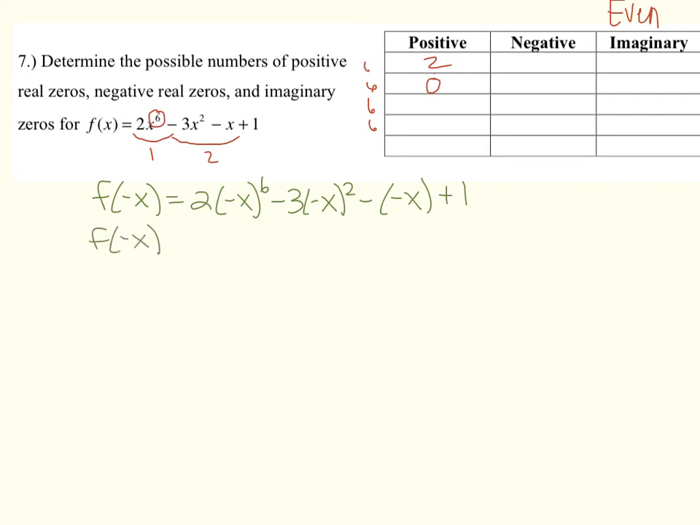If I simplify this, well, negative x to the 6th power is going to come out positive, because if you multiply a negative value 6 times, the negatives cancel. So positive x to the 6th times 2 is 2x to the 6th. Negative x squared would come out positive, because a negative times a negative is positive, times the negative 3 gives you negative 3x squared. Negative times a negative is a positive, so that switches to plus, and the constant is unaffected. So again, you see that the even terms stay the same, the odd terms switch signs. Constant stays the same always.